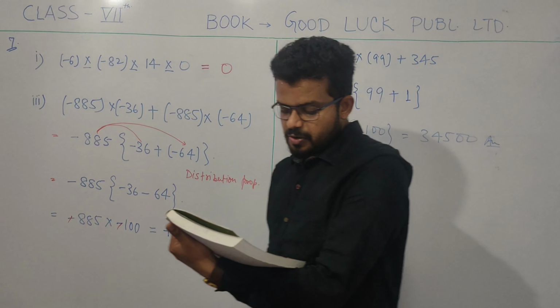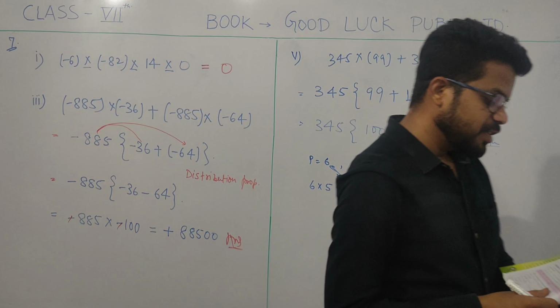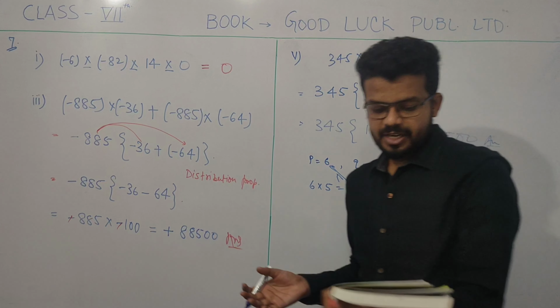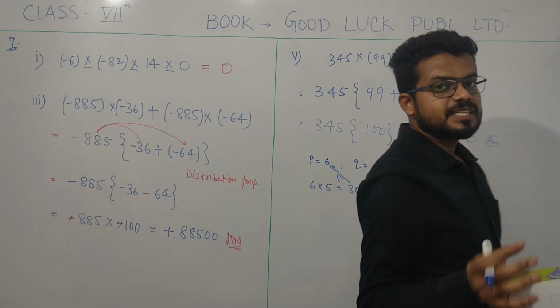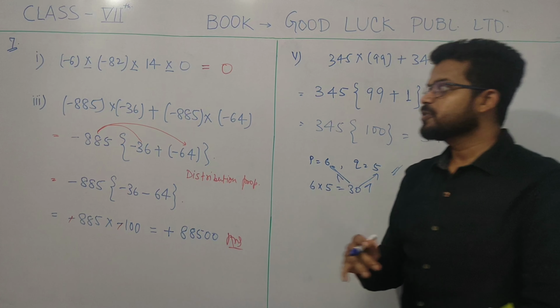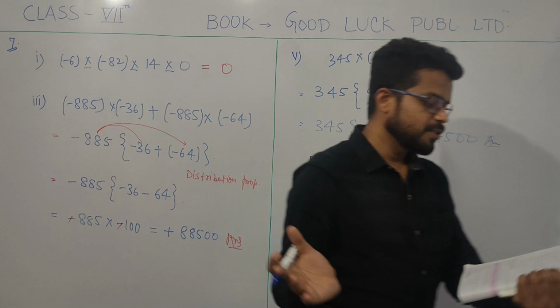Question number 9: for any integer 4, what is minus 1 into 4 equal to? Simple question. If I multiply any number with minus 1, the sign will always become the opposite. So 4 multiplied by minus 1 gives minus 4.